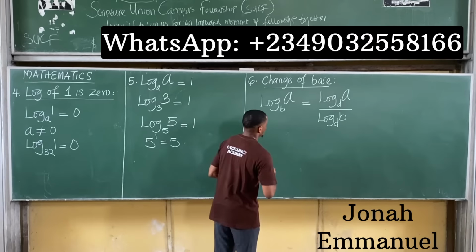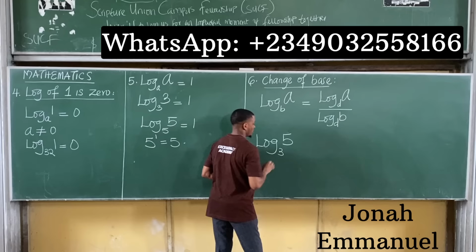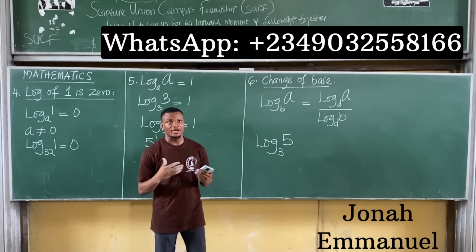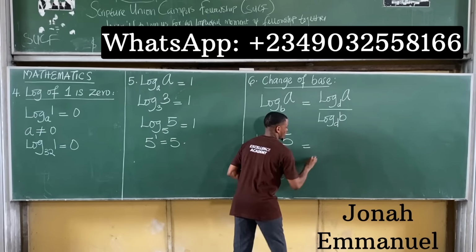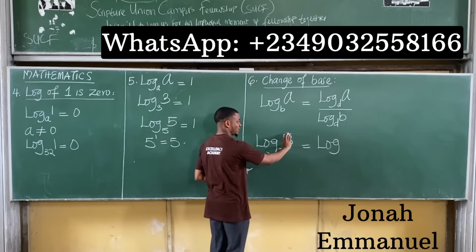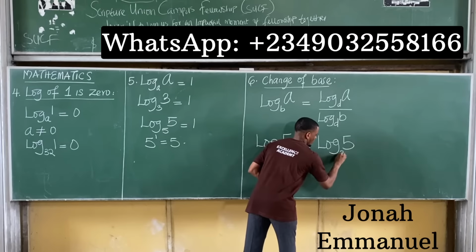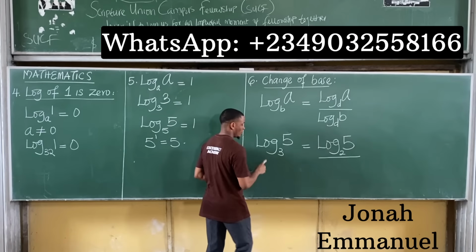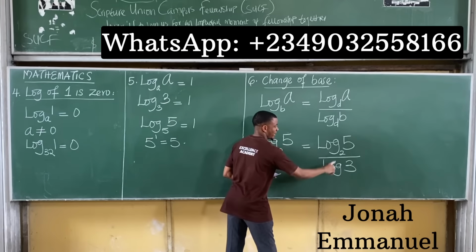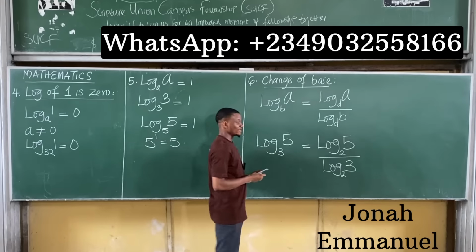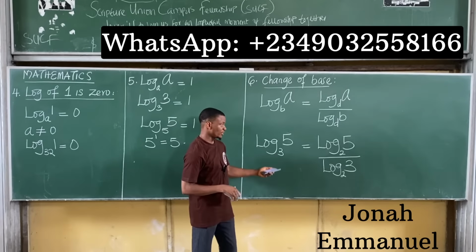All right, let's take an example. Let's say I have log 5 base 3, and I'm asked to change this to a number in base 2. What do you do? Very simple. That will be equal to log of 5 to base 2, all over log of the base, which becomes logarithm of base 3 to my new base, base 2. So with this, I have successfully changed the base from base 3 to base 2.